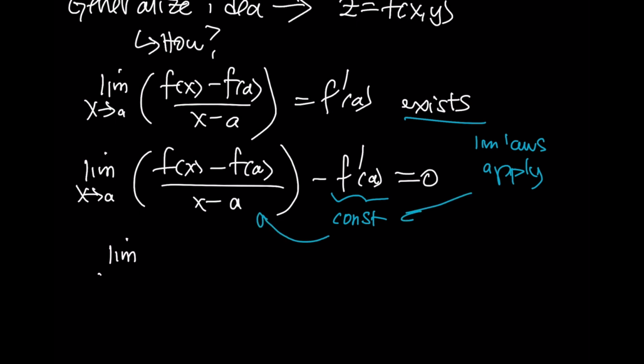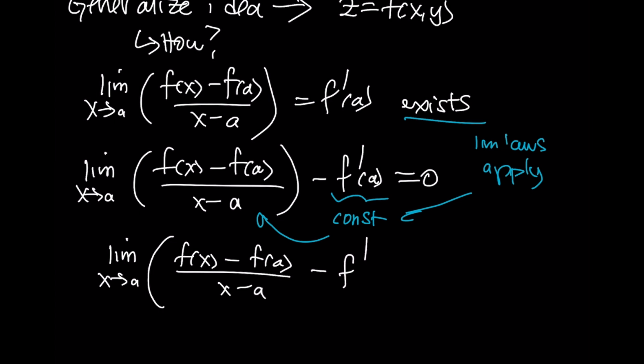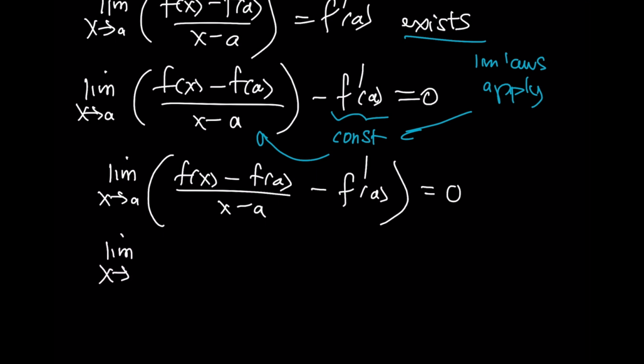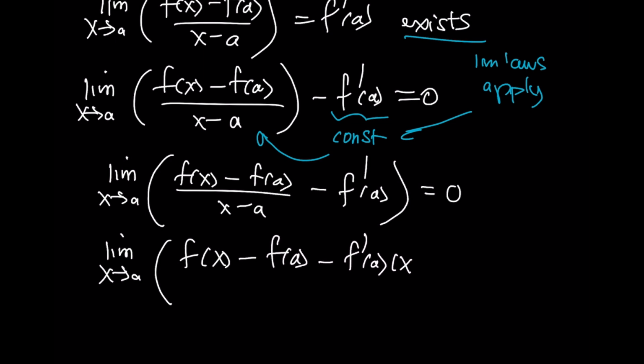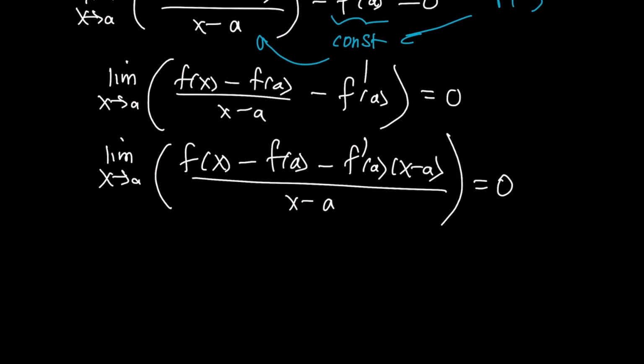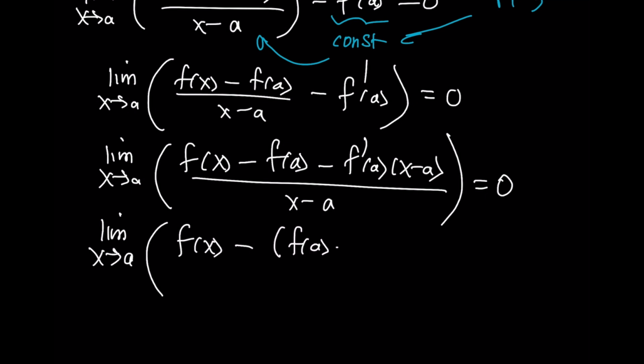We'll get f of x minus f of a all over x minus a, subtract f prime of a, all within the limit. Now, if I put everything over a common denominator, I'll have f of x minus f of a, subtract f prime of a into x minus a, all over x minus a. So I'm going to do one more rewrite to try to drive the point home. I'll have f of x subtract f of a plus f prime of a into x minus a, and all of this is divided by x minus a.